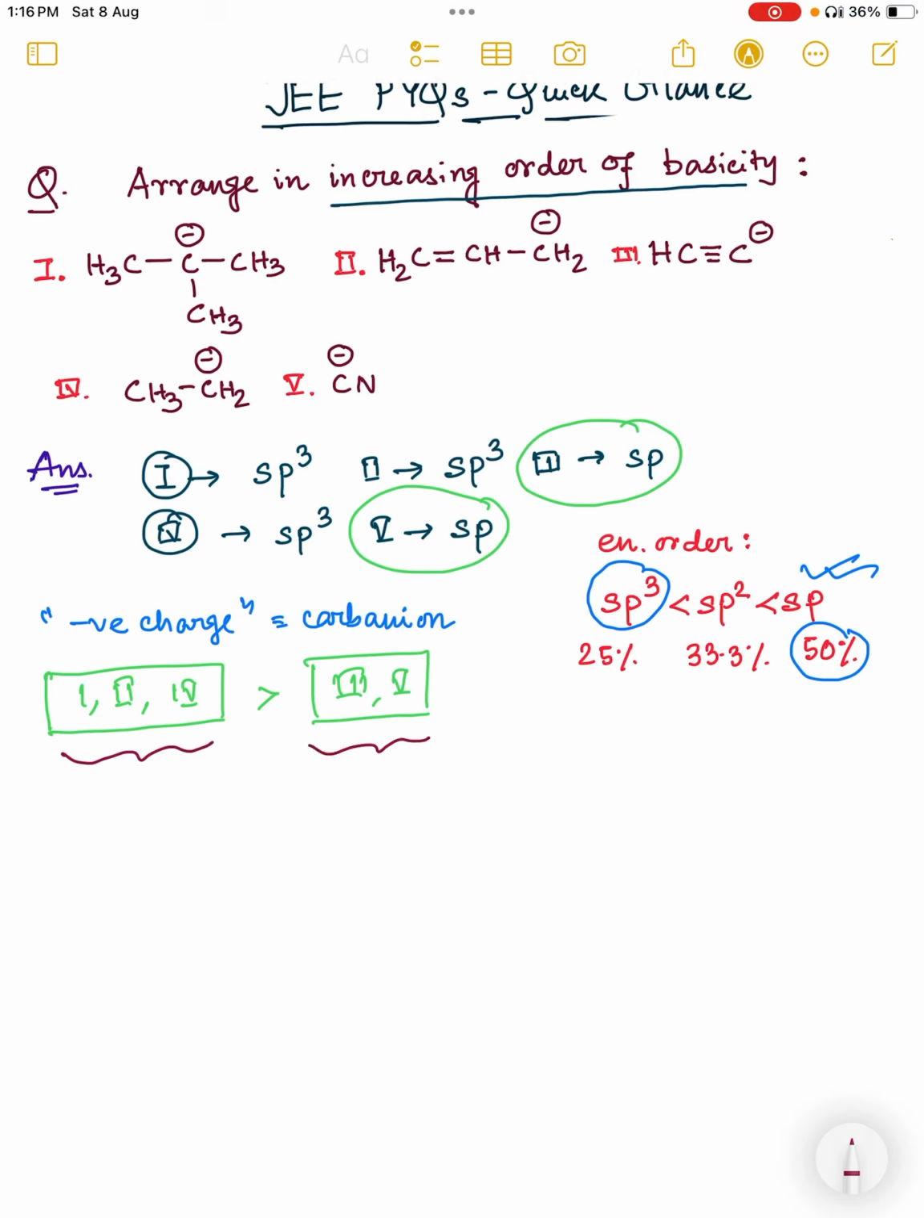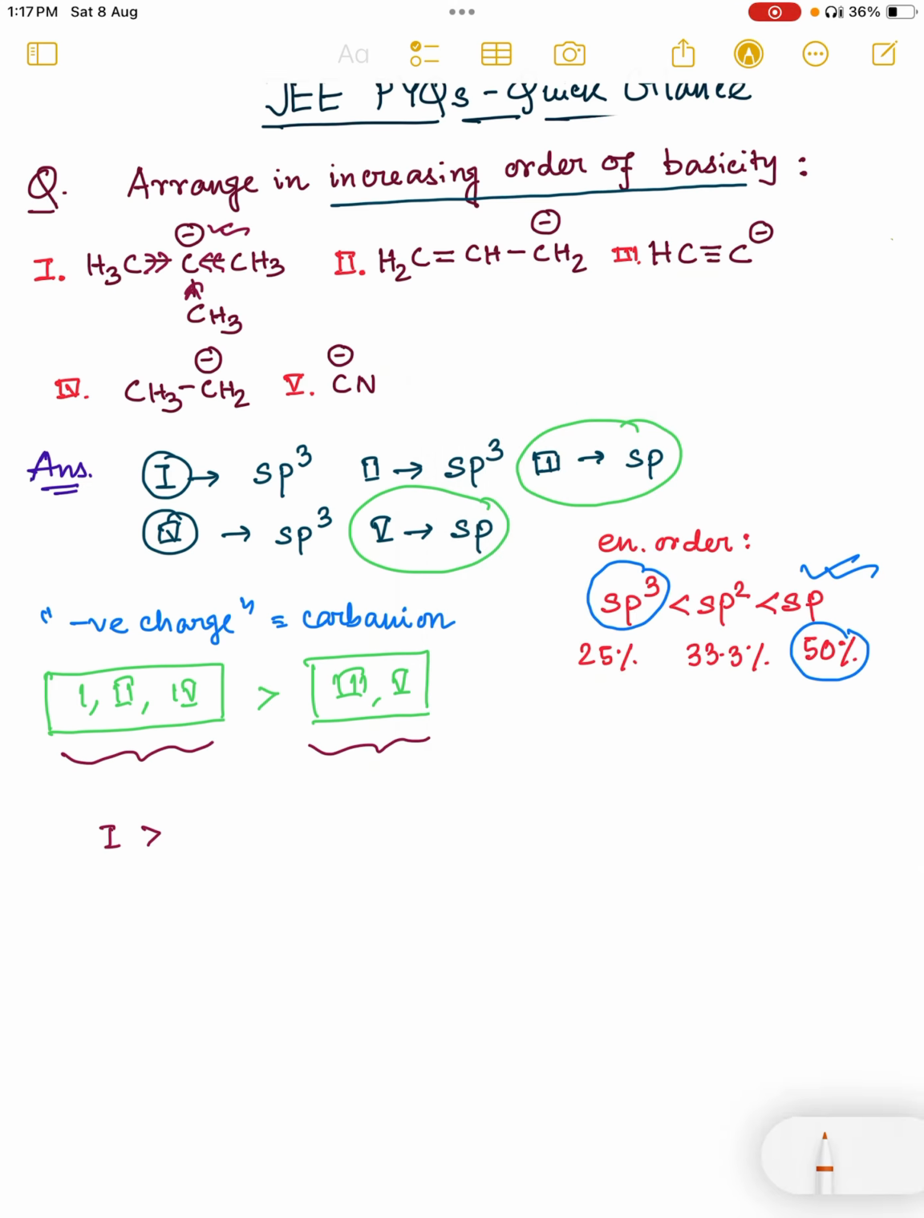Now, let's come in between 1, 2, and 4. If you see 1, we have the plus I effect, or the electron donating inductive effect, from the three methyl groups, which will actually increase the electron density on the central carbon atom. So that's why 1 will have the highest basicity.